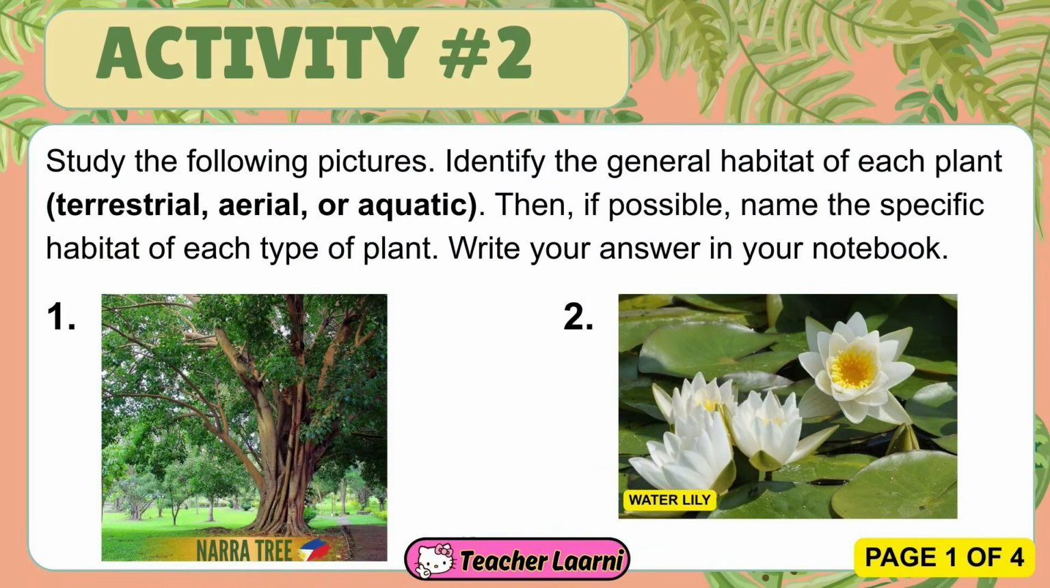Alright, kids, it's time for activity number 2. Study the following pictures. Identify the general habitat of each plant, terrestrial, aerial, or aquatic. Then, if possible, name the specific habitat of each type of plant. Write your answer in your notebook.